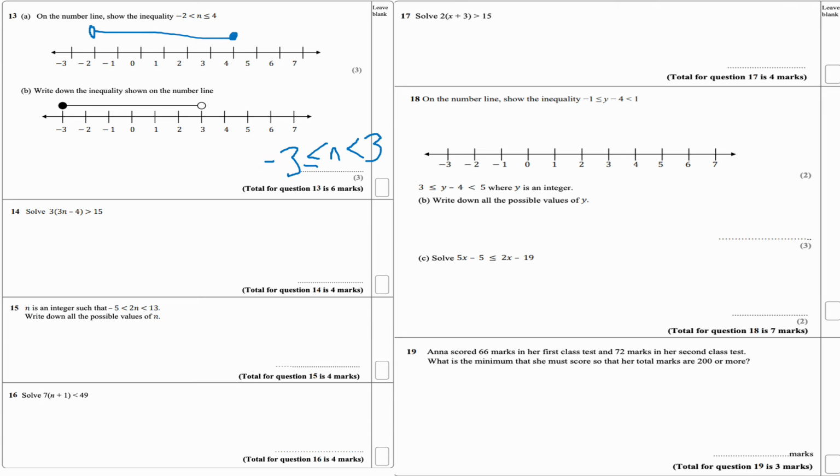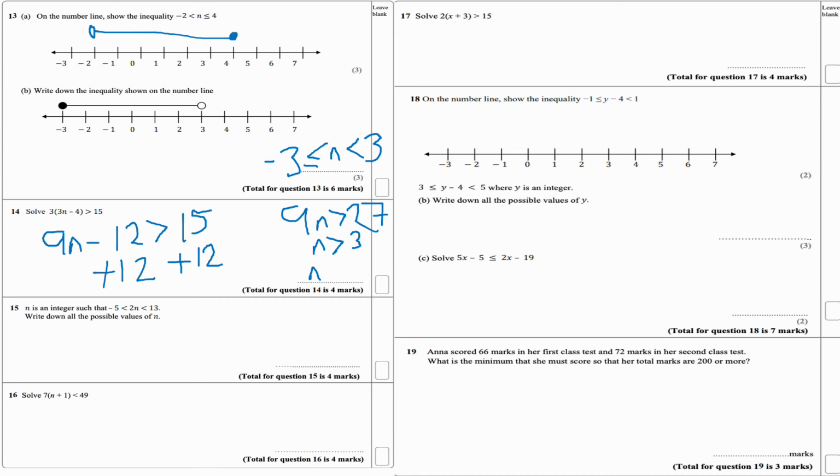Next one, solve this inequality. Well, if I expand the bracket, I get 9n minus 12 is strictly greater than 15. If I add 12 to both sides, I get 9n is greater than 27. Dividing both sides by 9, I get that n is greater than 3.